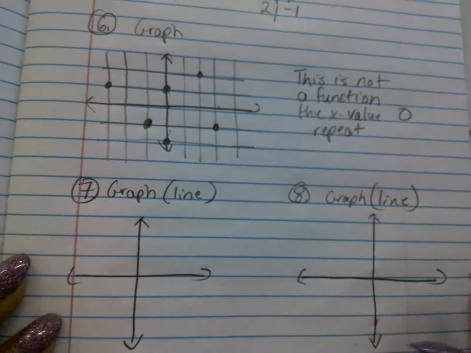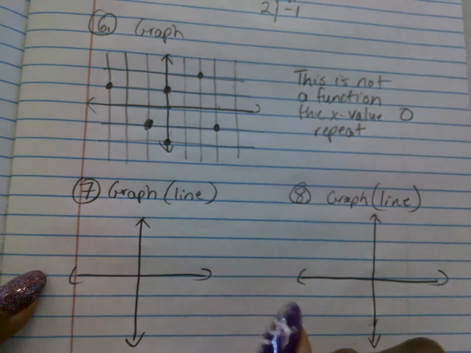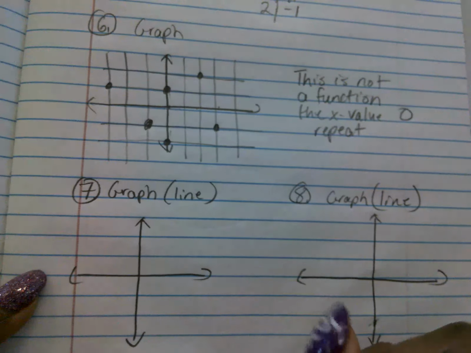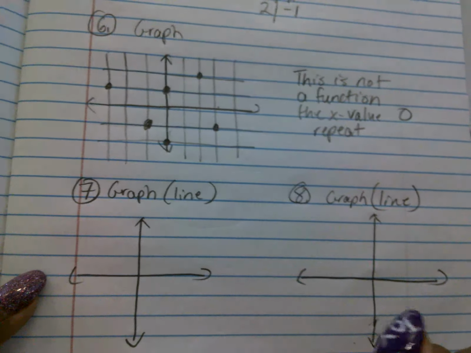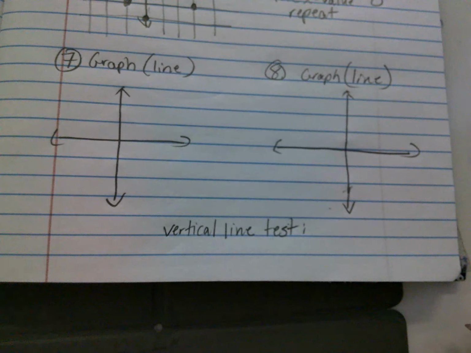We're going to use what you call the vertical line test. Your vertical line test is when you take a vertical line and you move the vertical line across the graph from left to right to see if the line touches your vertical line more than once.